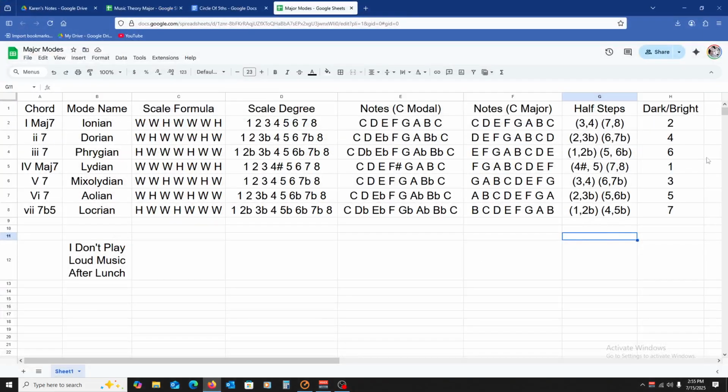And again, if you want to set the happiest, brightest, kind of more otherworldly, ethereal, whatever kind of thing, you're probably going to want to use a Lydian. The second brightest is going to be your Ionian. Third is going to be Mixolydian. Fourth is going to be Dorian. Fifth is going to be Aeolian. Sixth is going to be Phrygian. And Locrian is going to be the darkest, right?